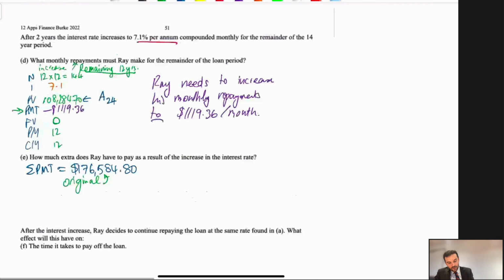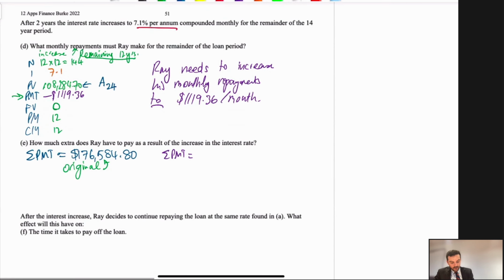Now we're going to do the new. This one, he's got 24 payments originally, so this is the first 2 years, and he was just paying it at the original rate. That original rate was 1051.10. Then he's going to pay the remainder, 144 months, at the new rate.